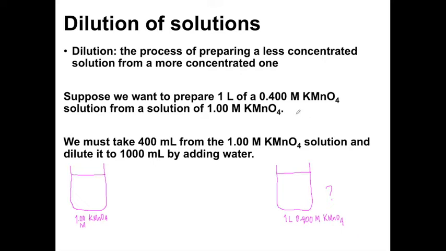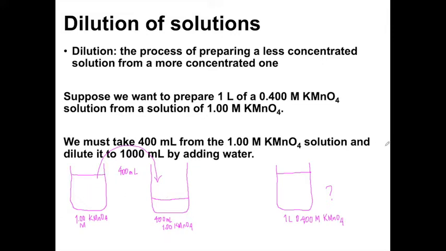So how am I supposed to do it? It says there we must take 400 ml from this one. So I get another container. Then I get 400 ml. So let's say it's around up to here. So I have now 400 ml of 1 molar potassium permanganate. So take note, the concentration doesn't change because I didn't add anything. I just took a certain part of the original solution.